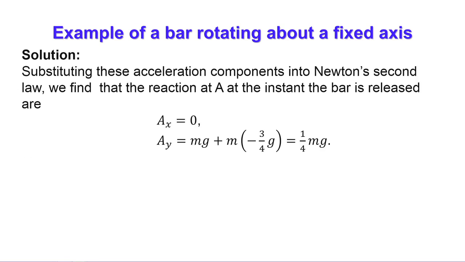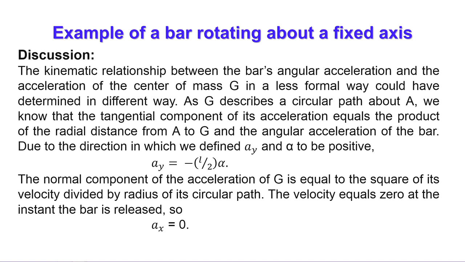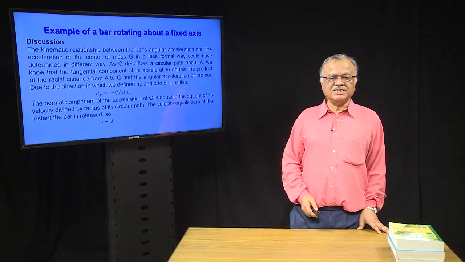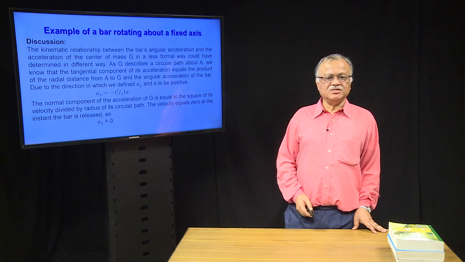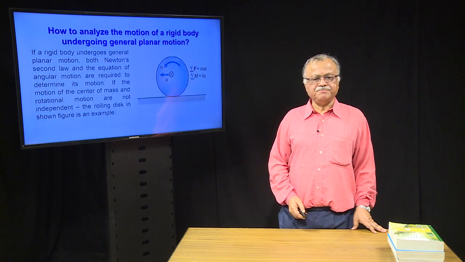Now, substituting these acceleration components into Newton's second law, we can find out the other values. So, this way we can determine the kinematic relationship between the bar's angular acceleration and the acceleration of the center of mass, in a less formal way than could have been done in other ways. G describes a circular path about A, so we know that the tangential component of its acceleration equals the product of the angular acceleration and the radial distance from A to G. So, this way we have used these conditions.